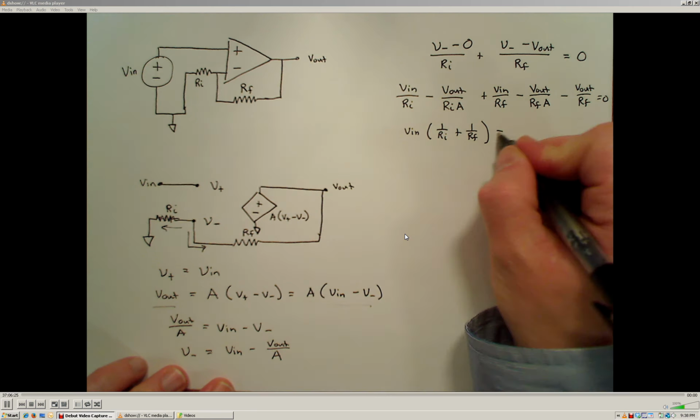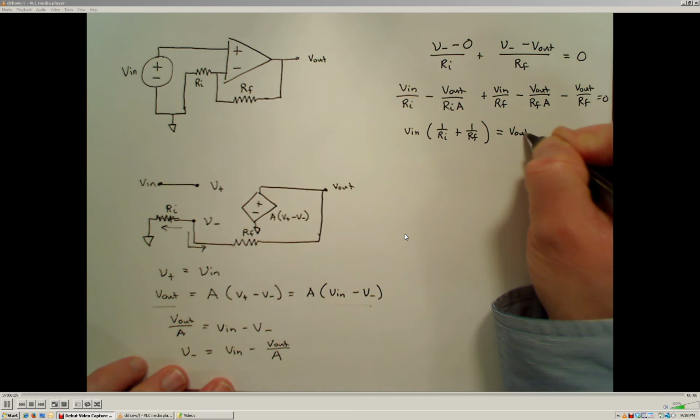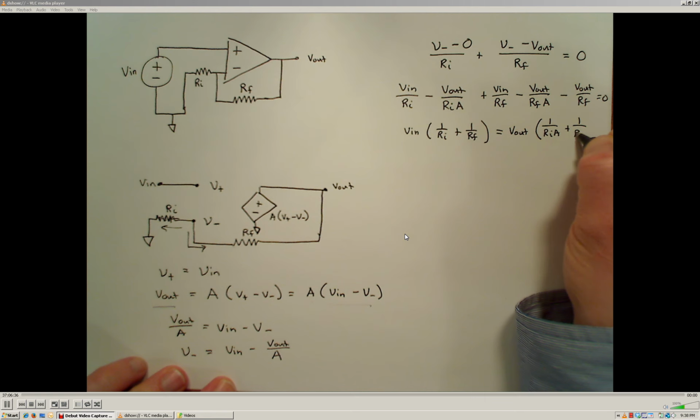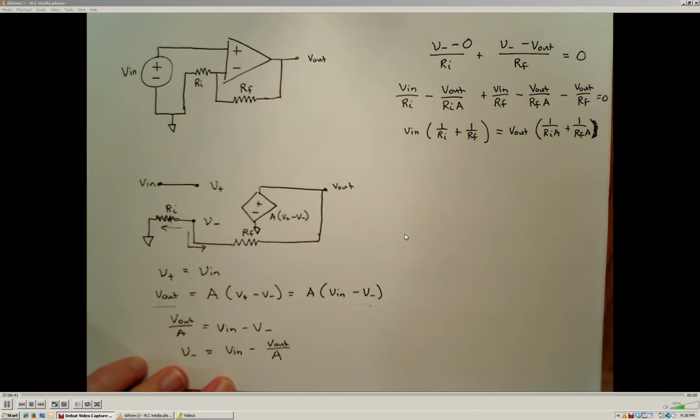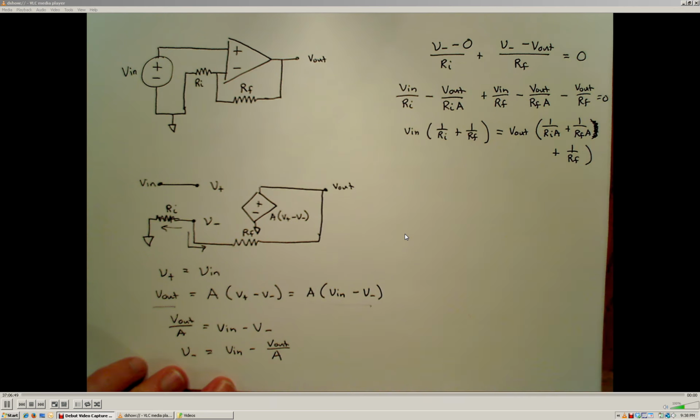and on the right-hand side I'll bring all of these terms over that are related to the output voltage. So V out over 1 over Ri times A, and the other output term is plus 1 over Rf. Alright, so it's going to be multiplied by that quantity there.